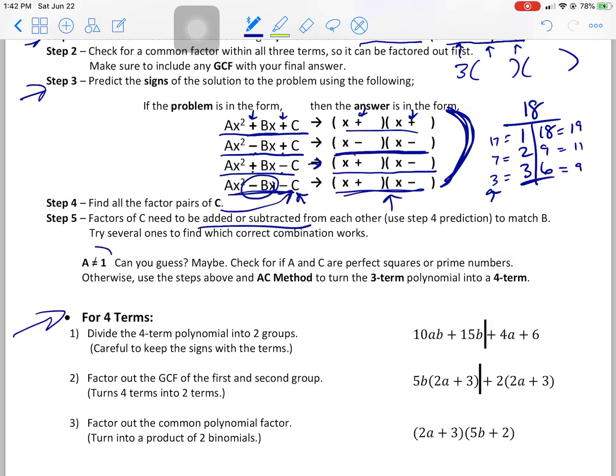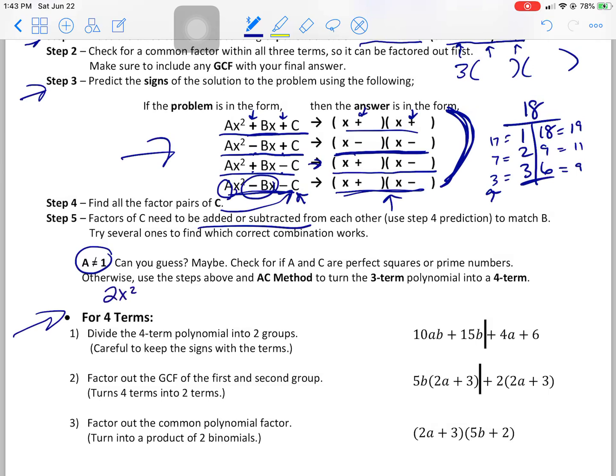All right, if A isn't 1, most of the problems you're going to be factoring, there's nothing in front of the x squared, or, excuse me, there's a 1 in front of the x squared. You don't see anything, okay? So most of the time, this is all you need to know how to factor stuff. But every now and then, through the next couple of lessons, A is not going to equal 1.